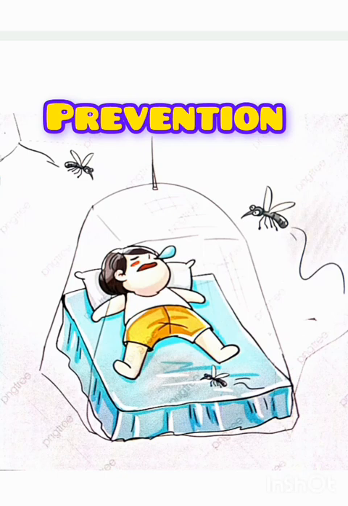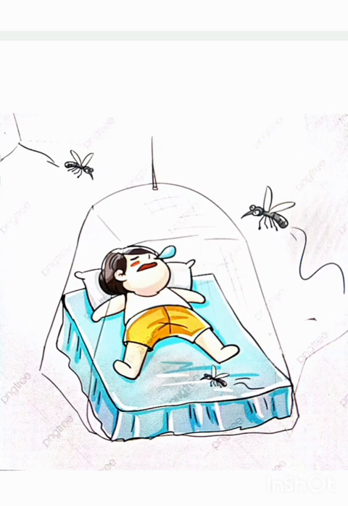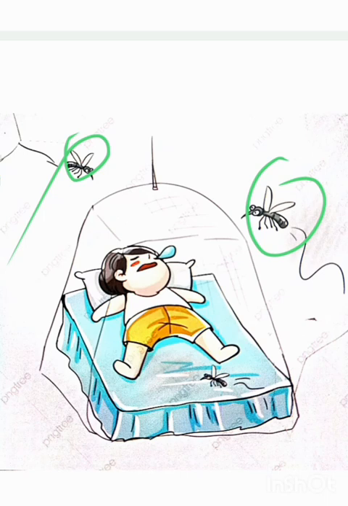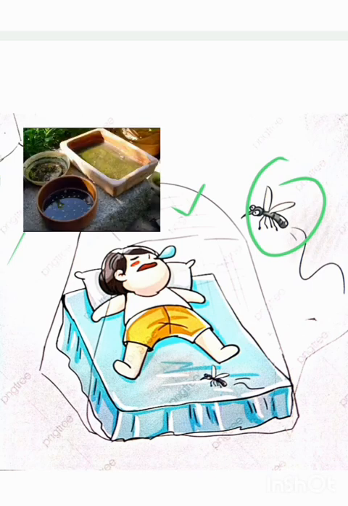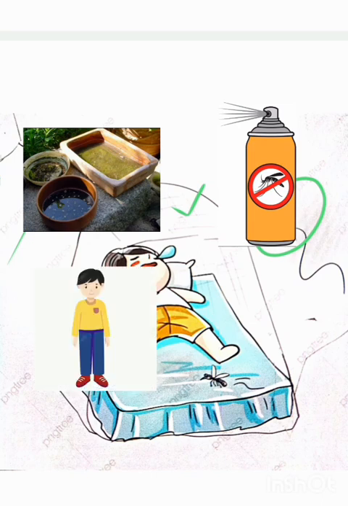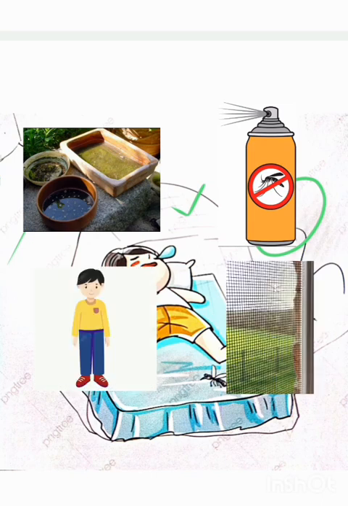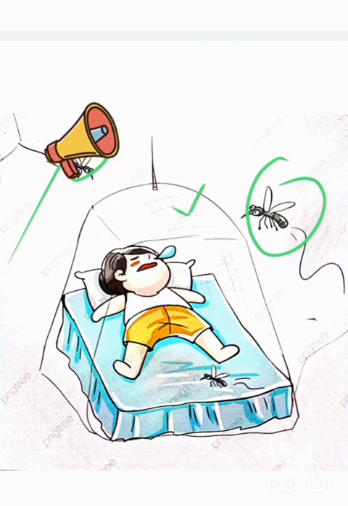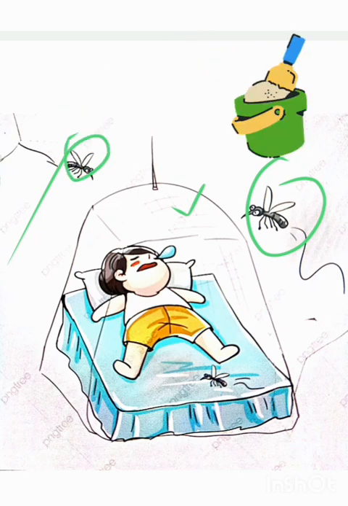Next, let's see the prevention of malaria. As you can see, a boy is sleeping and these are the mosquitoes. So use insecticide-treated bed nets while sleeping. Then avoid stagnant water because mosquitoes lay eggs there. Use mosquito repellents indoors and even outdoors. Wear full sleeve clothes at night. Use screens on windows and doors to prevent mosquito entry. Also public awareness and environmental cleanliness are key to controlling the spread of malaria.